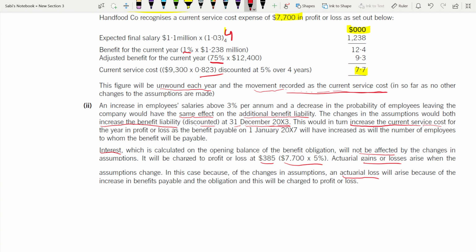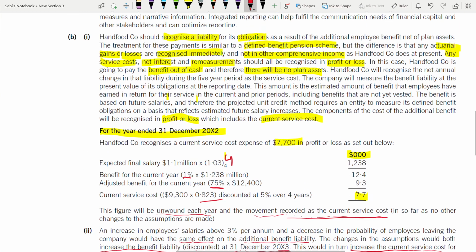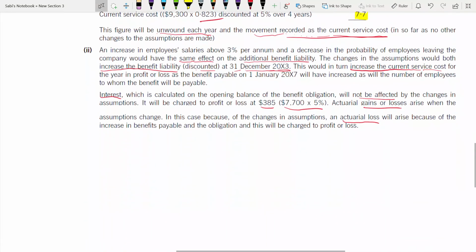Right? So interest was 5% on 7.7. Current service cost is 7.7. So 5% on that is 385. That will be charged to P&L. So that's it for question 4. And please go and check the marking scheme.